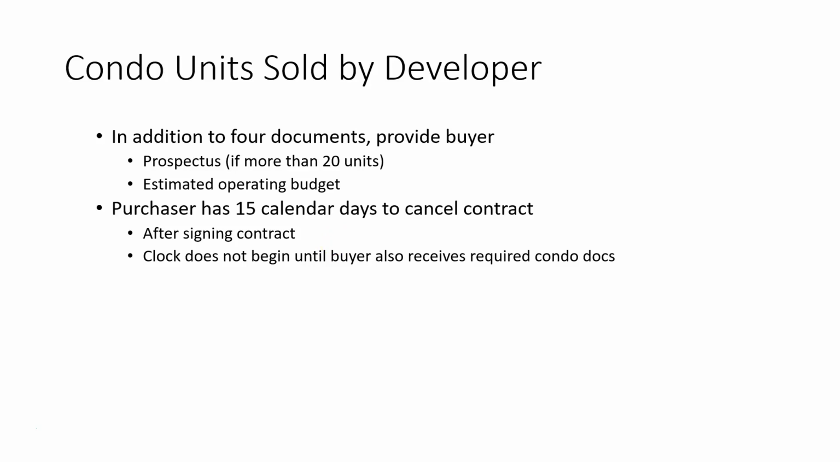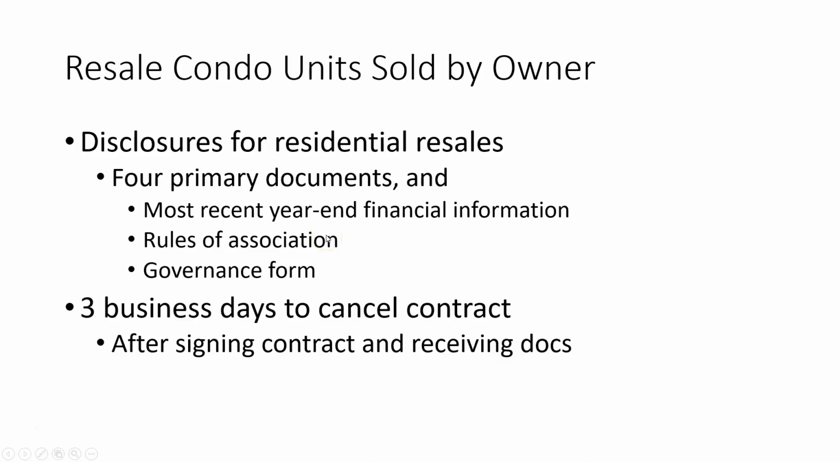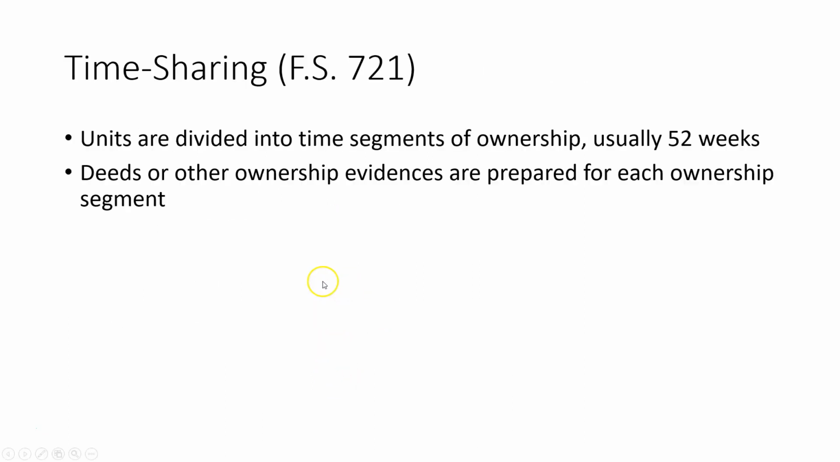If it's from a resale, I beg your pardon, from a developer, the purchaser has got 15 calendar days to cancel after signing the contract. The clock does not begin until the buyer also receives the condo documents. 15 days. If it's resale from an owner, then we still have to have those 4 documents, plus the most recent year-end financial information and rules of the association and the governance form. They've got 3 business days to cancel.